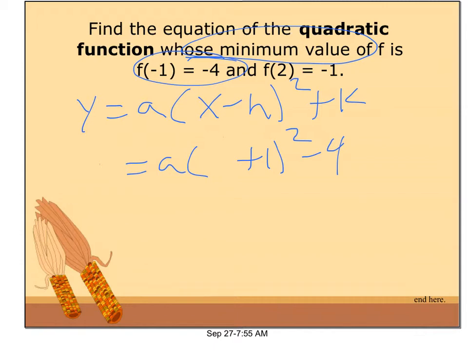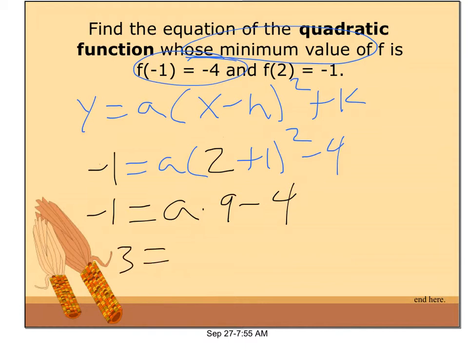Now it also told me a second point, which was when x is 2, y is negative 1. Okay, just like the previous example, all that's missing is a, and negative 1 equals a times 9. I got that from 2 plus 1 squared. Adding 4 to both sides, I get 3 equals 9 times a. Dividing by 9, I get that a is 3/9, or 1/3.